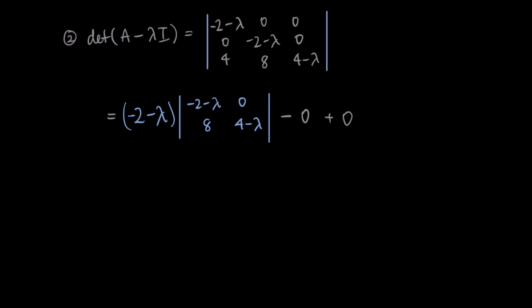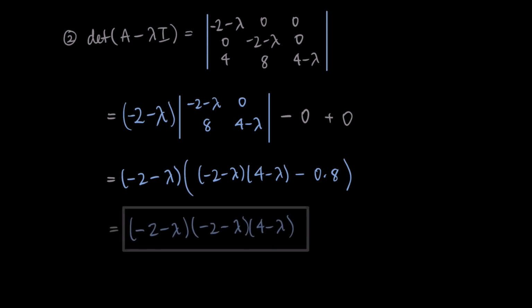So okay, let's do this. For the determinant, we do -2 minus lambda times 4 minus lambda, and then we subtract 0 times 8. So what I'm getting is -2 minus lambda times -2 minus lambda times 4 minus lambda. And this is my characteristic polynomial.